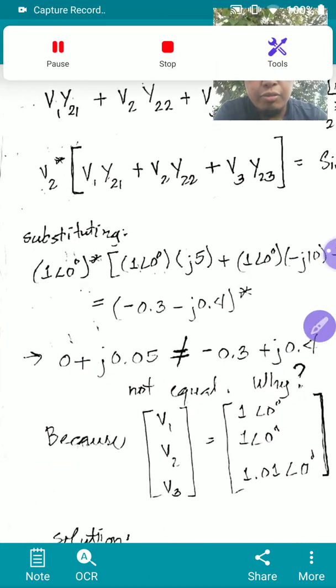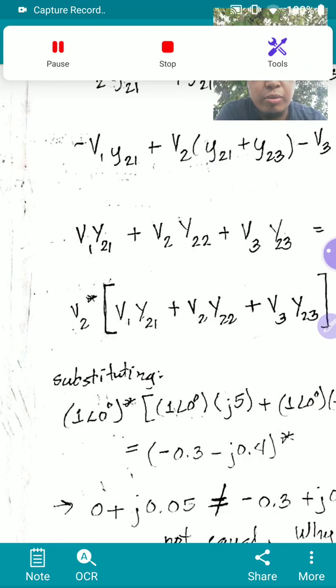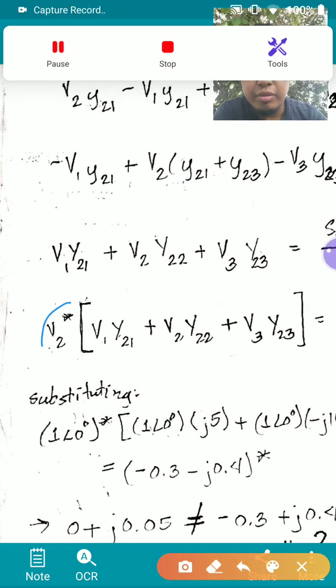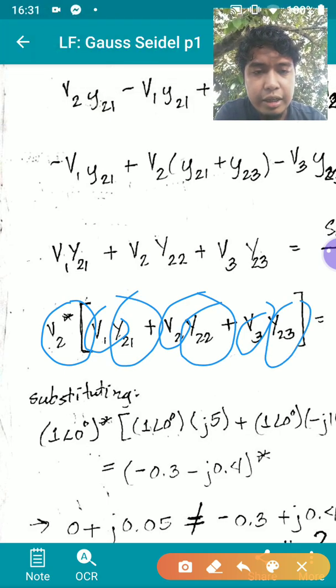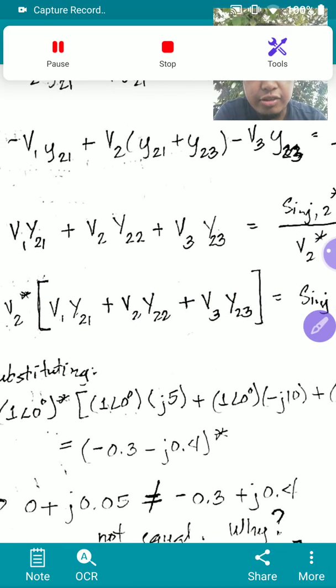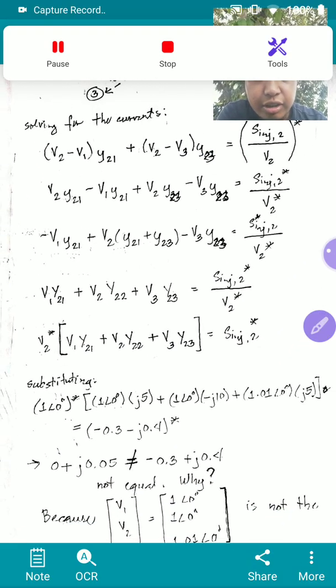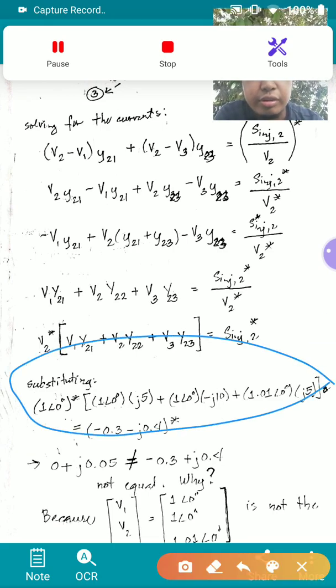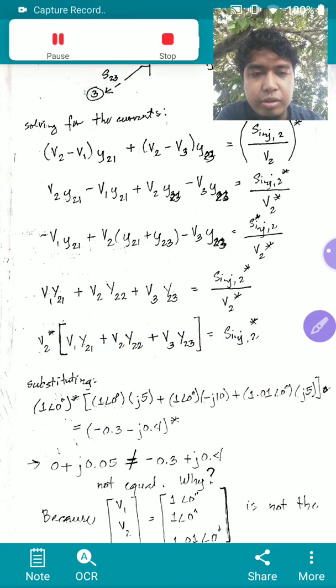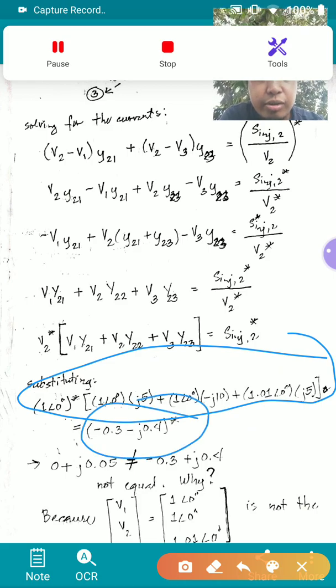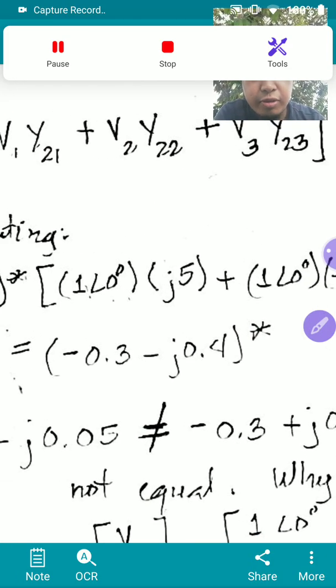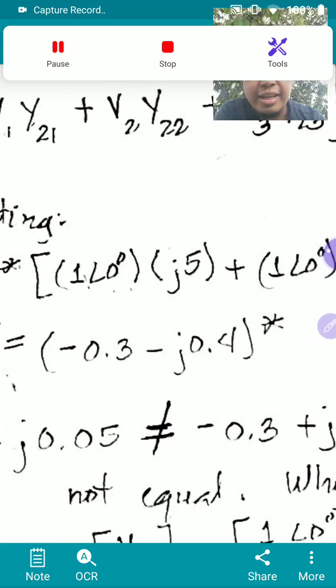Now, if we substitute the values of V1, V2, and V3, and the values from the admittance matrix, you'll get this equation. Now we equate this equation to the power injection. So let's look at the power injection first before solving for the left hand side.